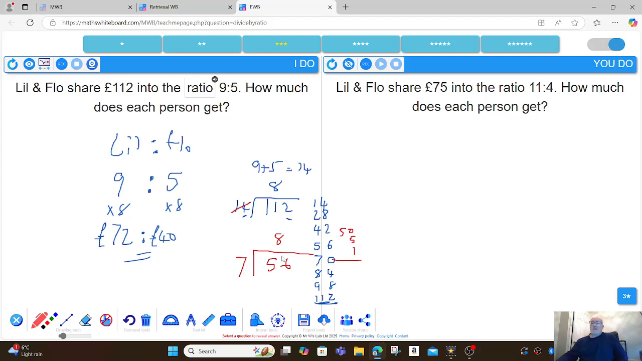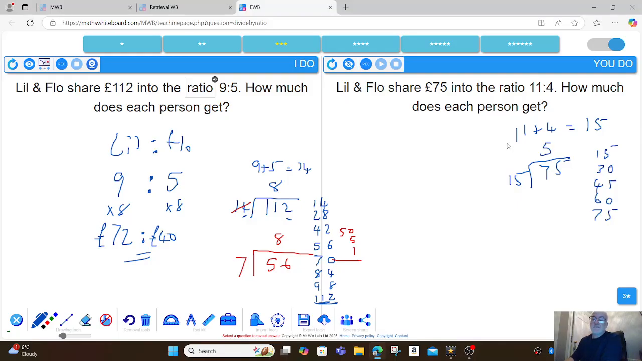If you want to pause the video, have a go at this one where we're just dividing into the ratio again. Let's see how you got on. So 11 plus 4 gives me 15. 75 divided by 15. We've got 15, 30, 45, 60, 75, 5 times. So I've got 11 times 5 and 4 times 5, 55 to 20.